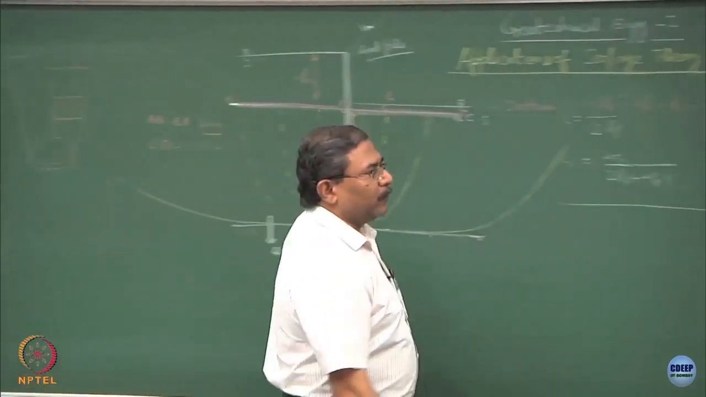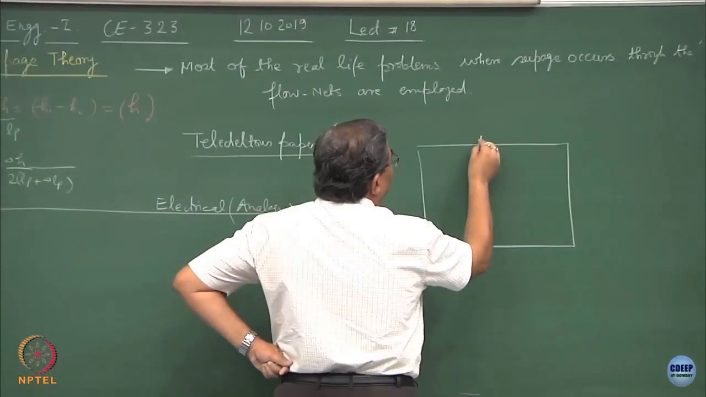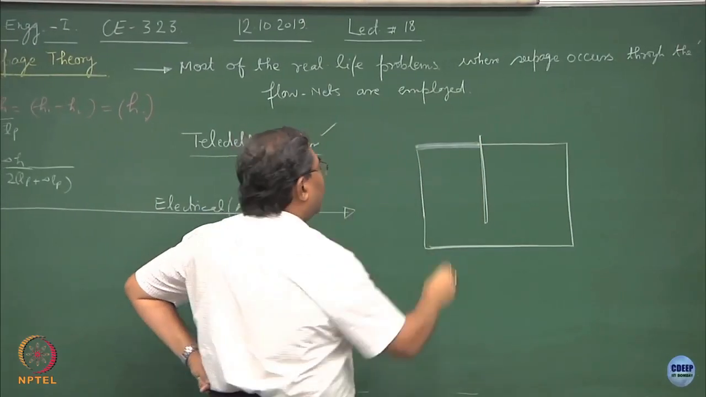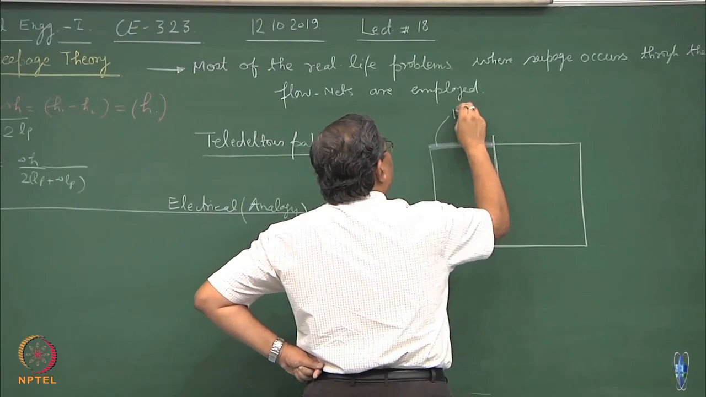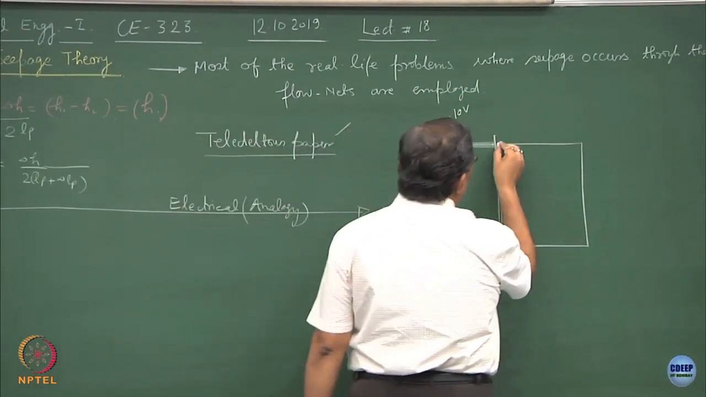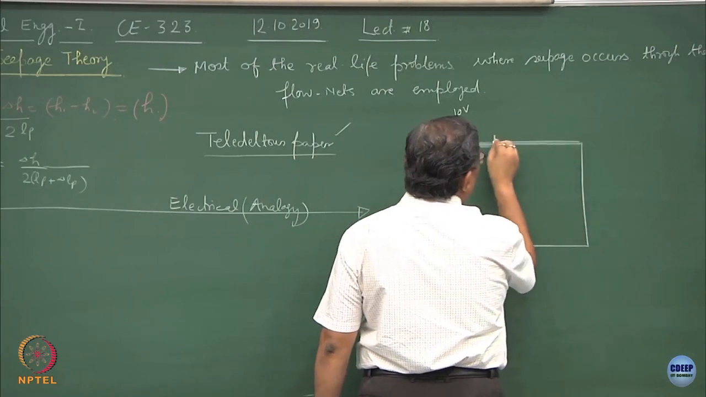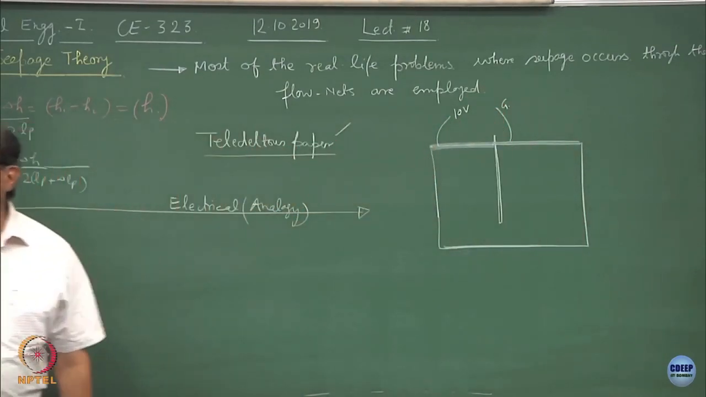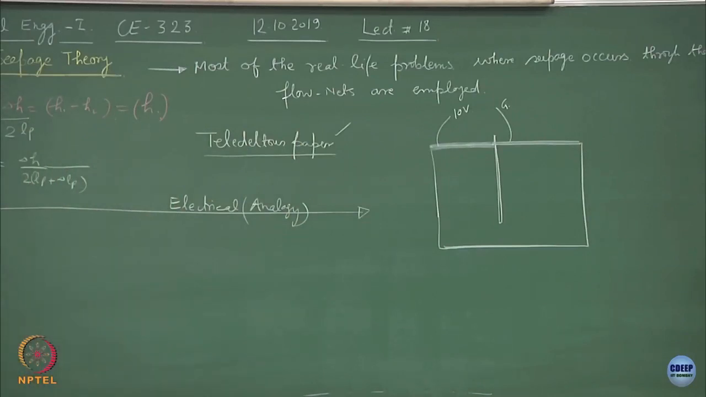Good. So what you do is, on this paper, you apply some silver paint and connect it to, let us say, 10 volt. And on this side, you apply silver paint and let it be ground. What I have done, I have created a 10 volt differential between the two. Now listen carefully, answer to your question.